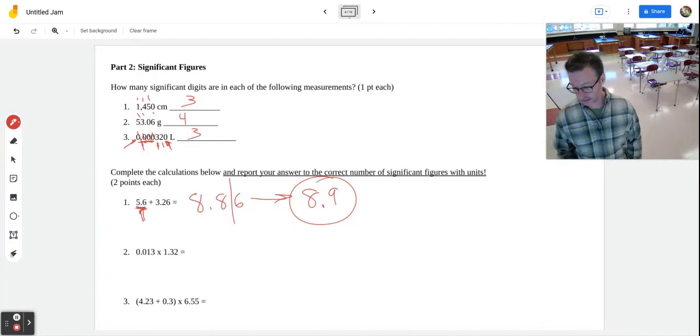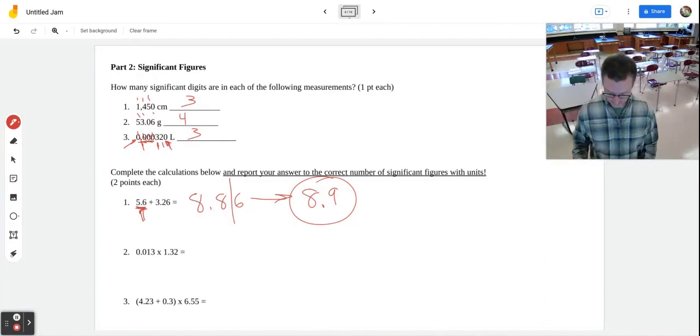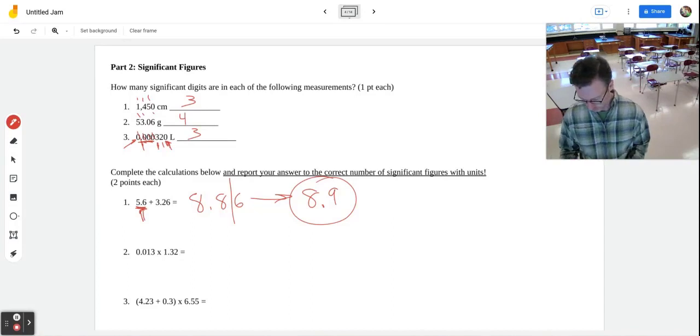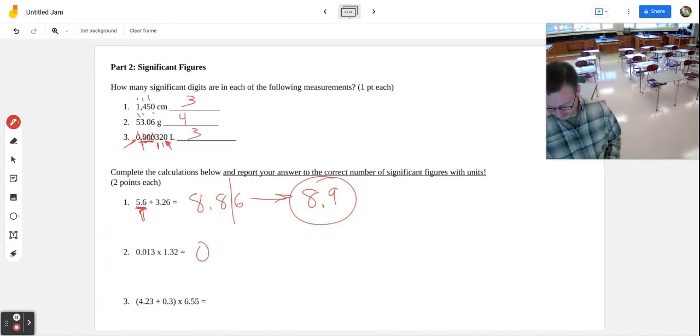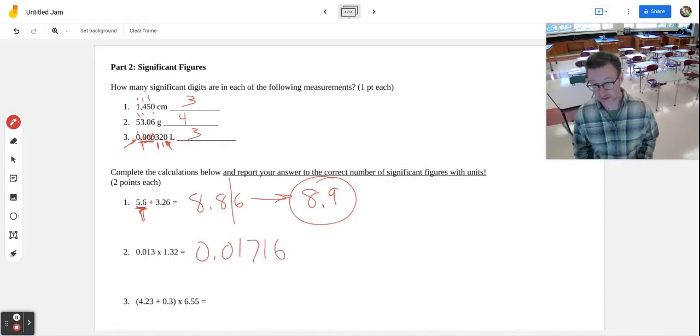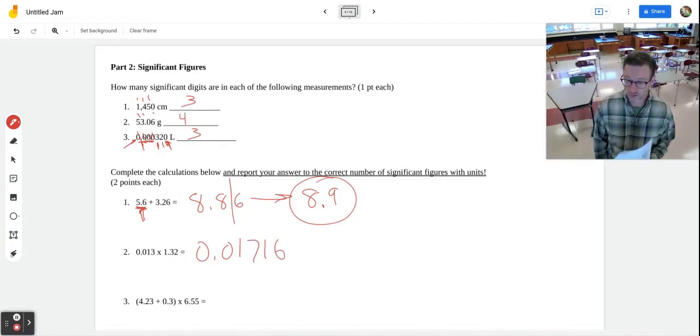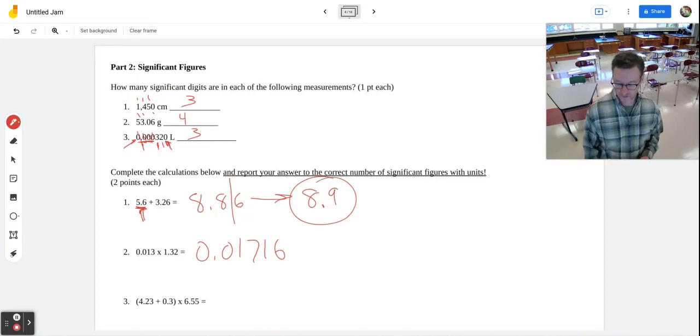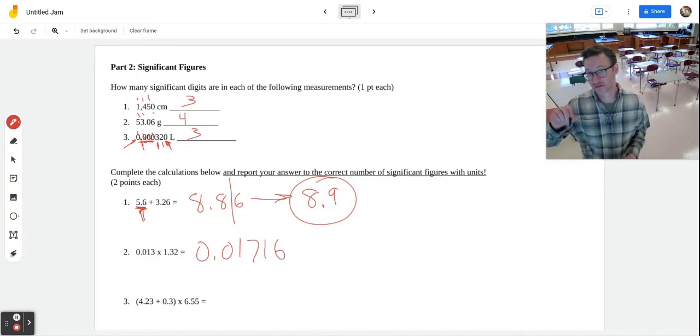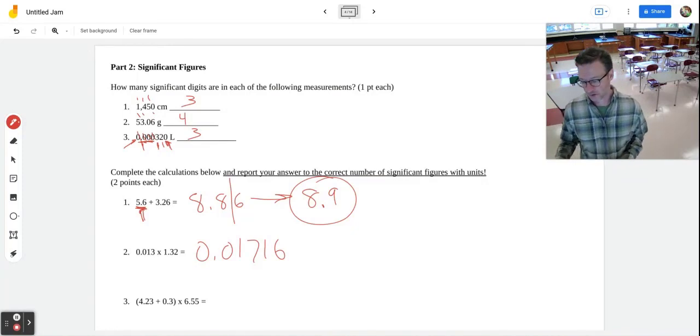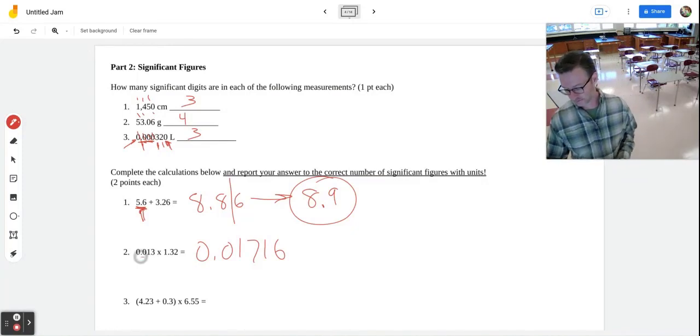So the next one is multiplication. The rule for multiplication is a little bit different. Let's take a look at what we get when we multiply these 2 numbers together. We get 0.01716. That's what the calculator says. The rule for multiplying and dividing says that your answer cannot have more significant digits than any of the numbers you started with. So find the number with the fewest digits.